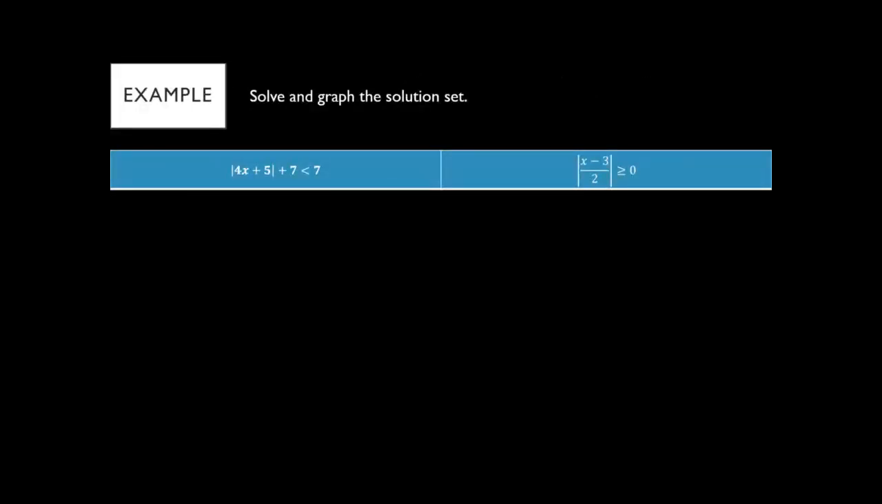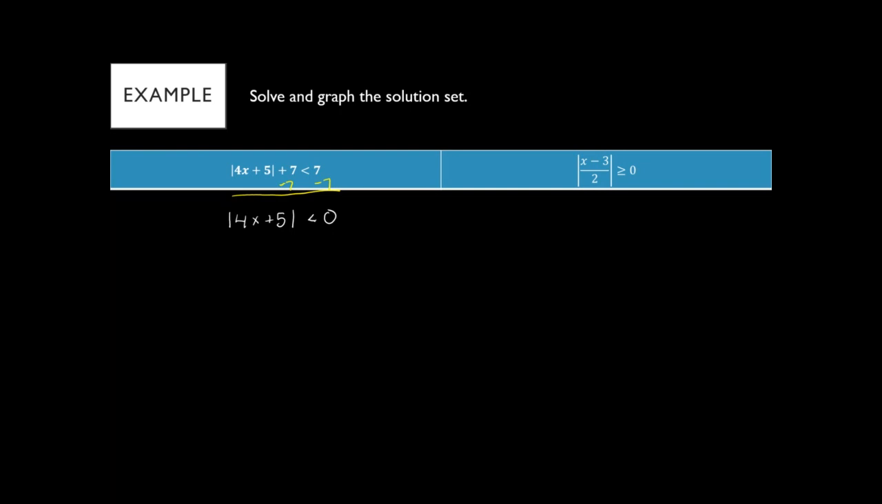All right. So here we go. We've got more. So on the left, the absolute value of 4x plus 5, then we have plus 7, and then less than 7. So first I have to get the absolute value by itself. So I need to subtract 7 from both sides. So this gives me the absolute value of 4x plus 5 is less than 0.